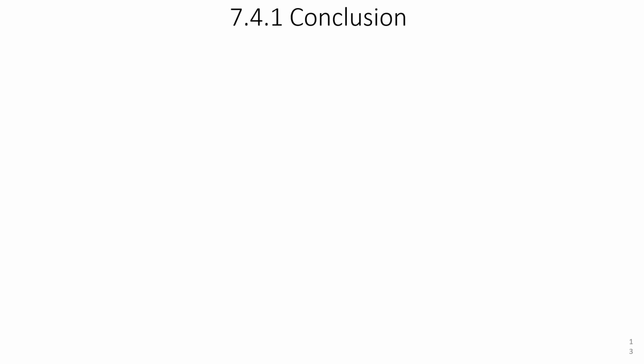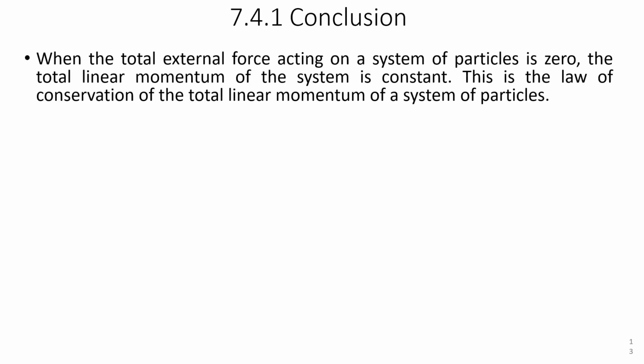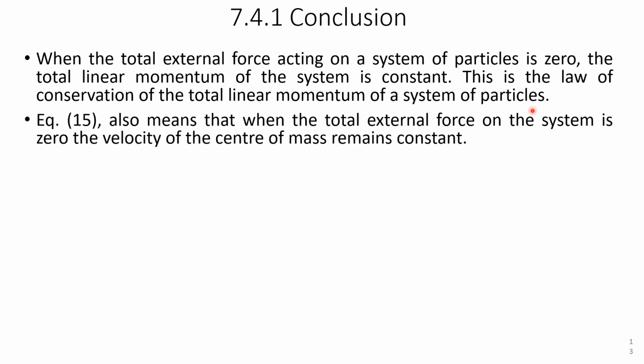Now we will draw the conclusions of momentum of a system of particles. When the external force acting on a system of particles is zero, the total linear momentum of the system is constant. So we have seen in the previous slide, when F external is zero, momentum is constant. This is the law of conservation of total linear momentum of a system of particles. In equation 15, it also means that when the total external force on the system is zero, the velocity of the center of mass remains constant.